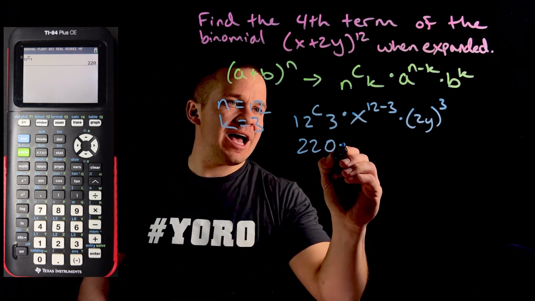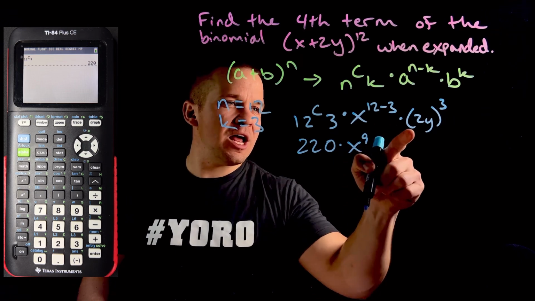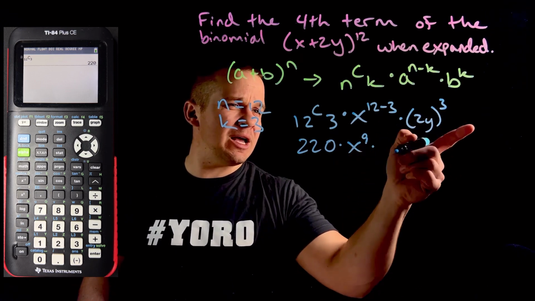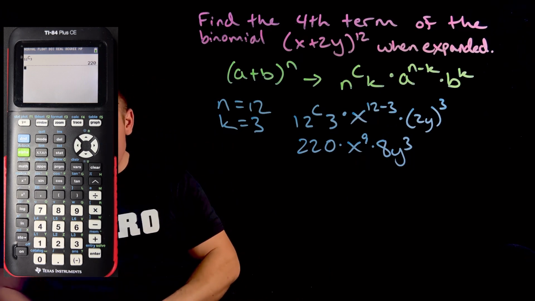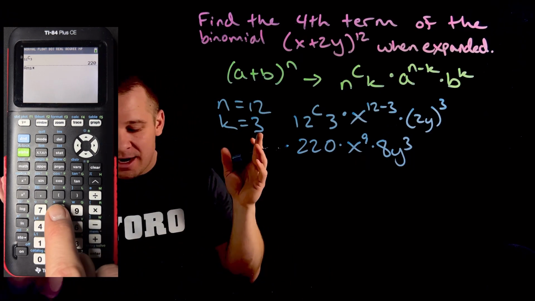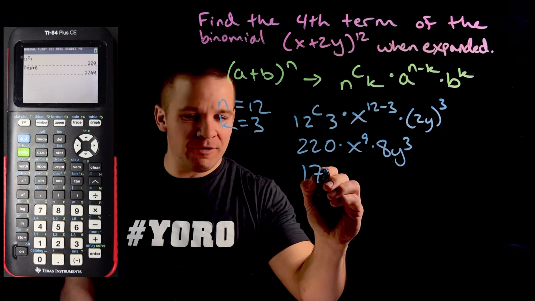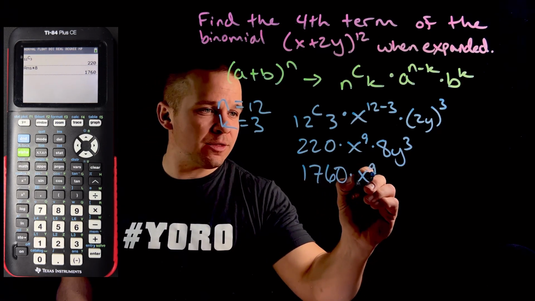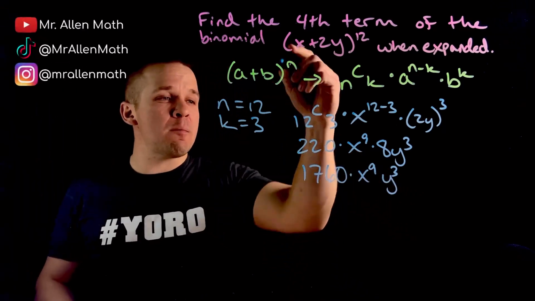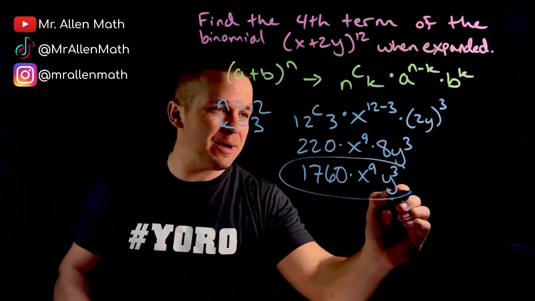Then I have x raised to the 9th. We have 2 to the 3rd, so that's going to be 8. y to the 3rd. So what's 220 times 8? I can just type that right in, hit times 8. We get 1,760 times x to the 9th, y to the 3rd. That is going to be my fourth term of this expansion here.